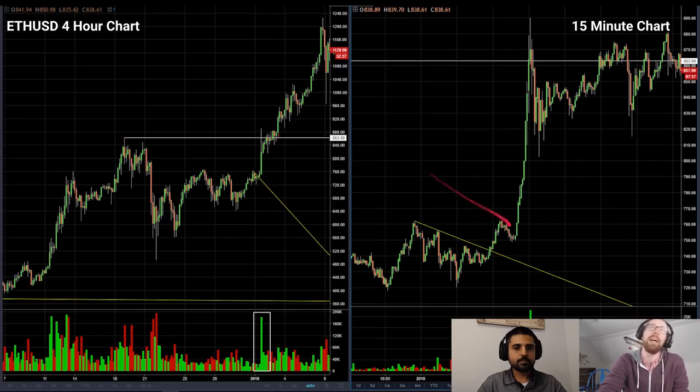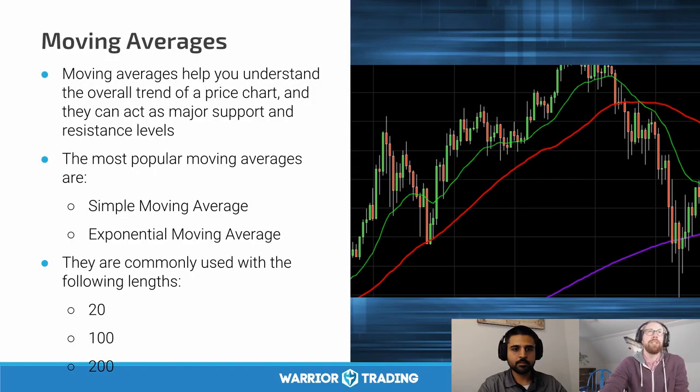So again, using all of your technical indicators to help you get that edge, so you're making the best decisions about where to get in, where to set your stops, etc. So moving averages, this is another one of the indicators that I use a lot. So what a moving average does is it tells you the average price over a fixed period of time. And you can choose what period of time you look at.